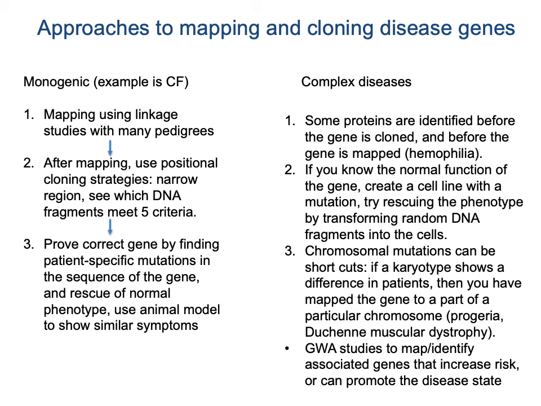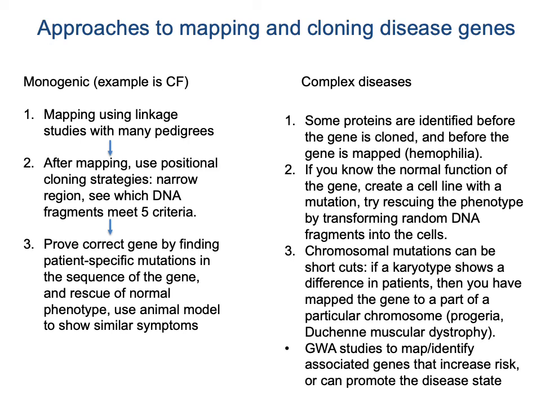The second thing is to rescue the normal phenotype in some sort of mutant, and you can use an animal model to show similar symptoms when you knock out the gene. In contrast with complex diseases, the path can be quite different. Sometimes the proteins are identified before the gene is cloned or before the gene is mapped, and hemophilia is a classic example of this. So this is a very flipped order of how the information was obtained.